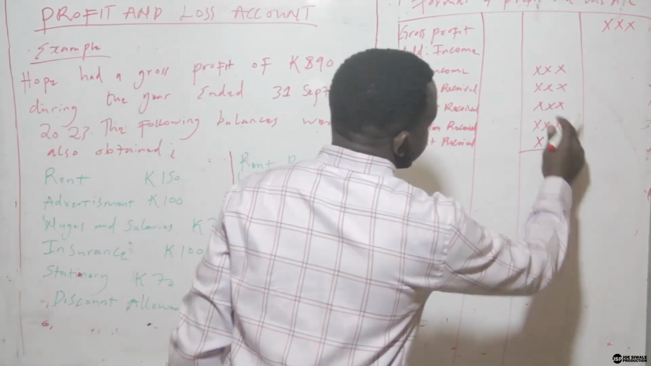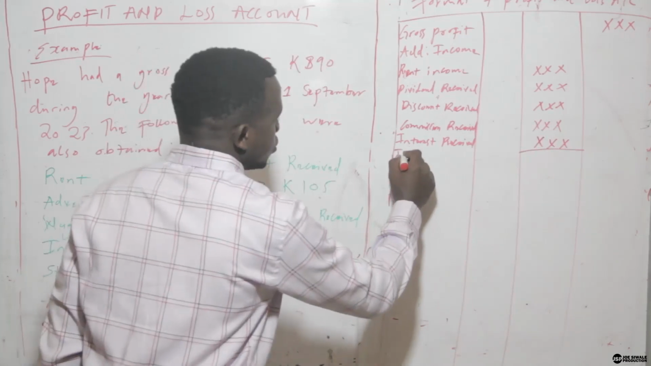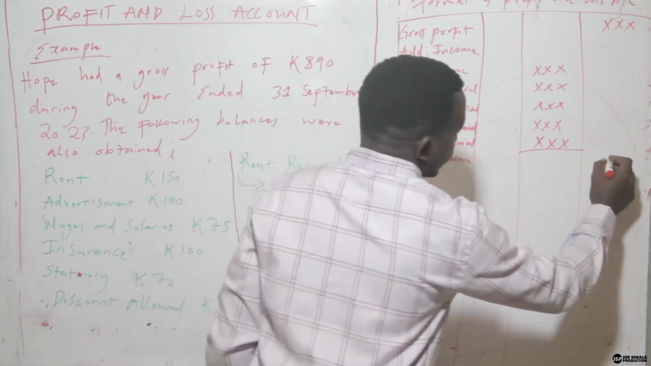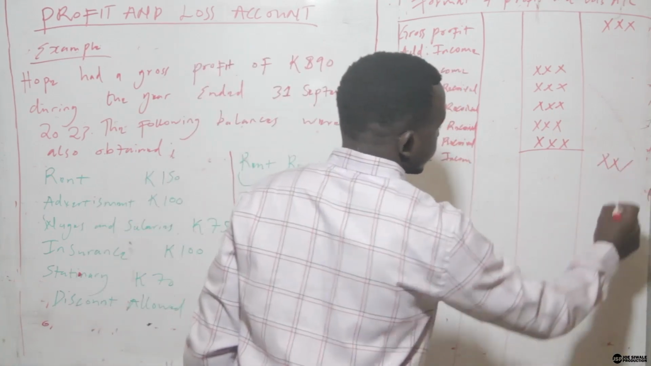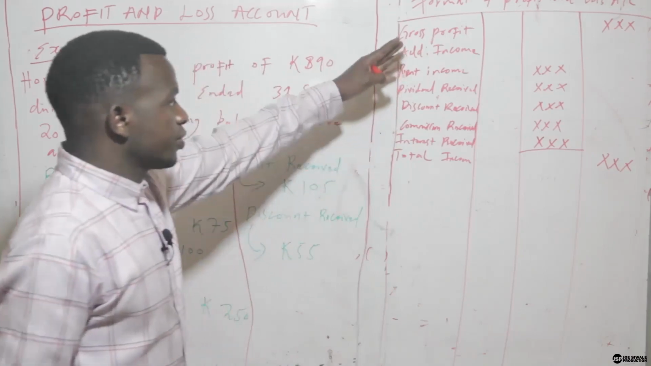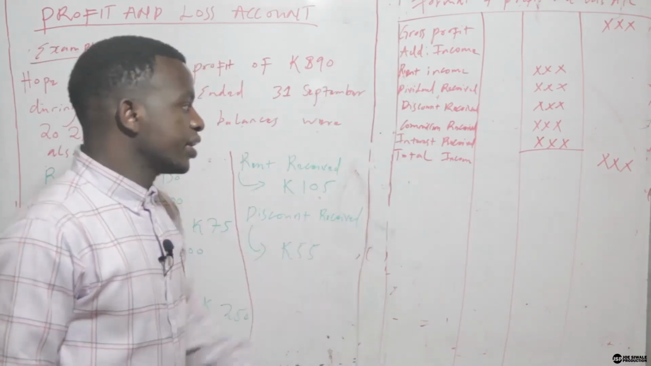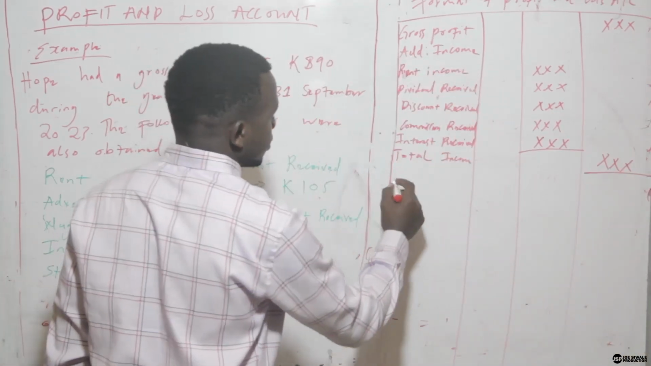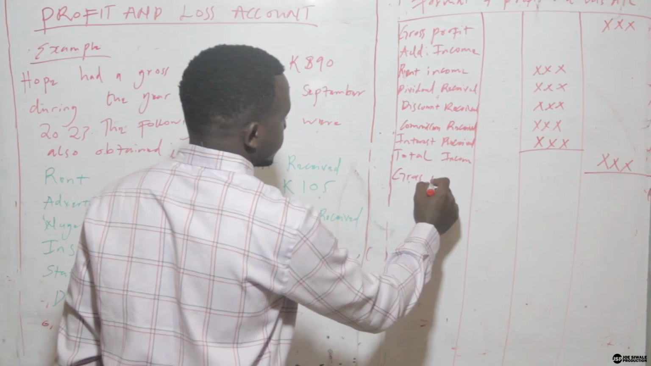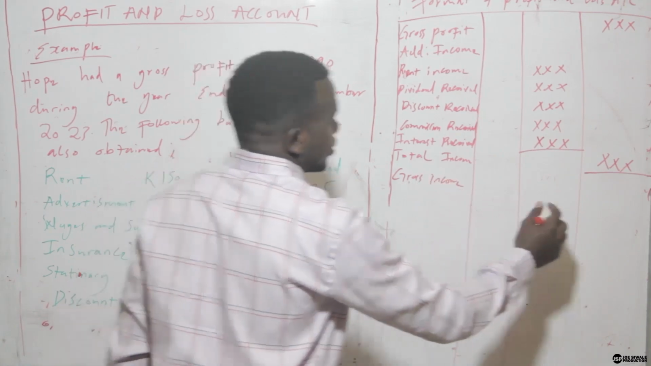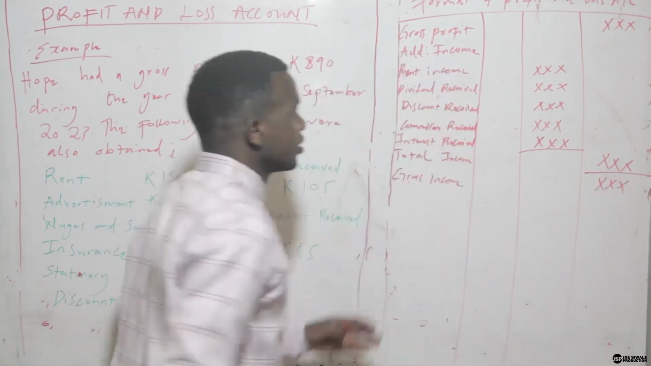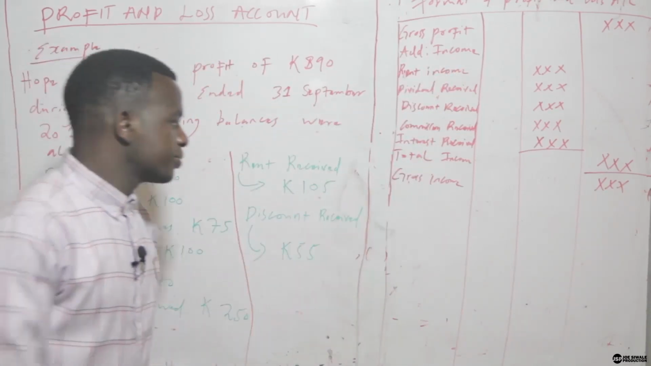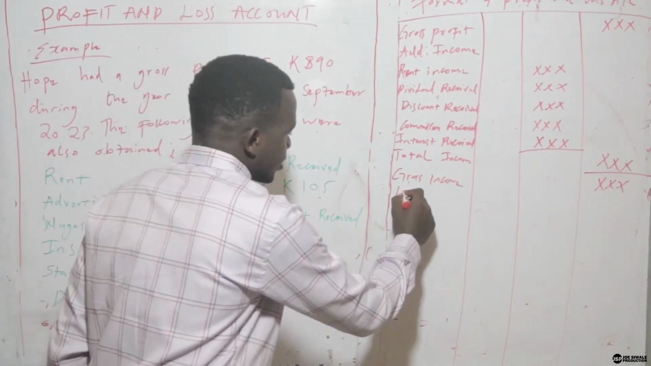So when we add these, we're supposed to have total income, and our total income is going to appear there. So we're going to add our gross profit plus our total income. So we're going to find the gross income. So the total that we get after adding the gross profit plus total income, we're having gross income. Then we're going to say less expenses.